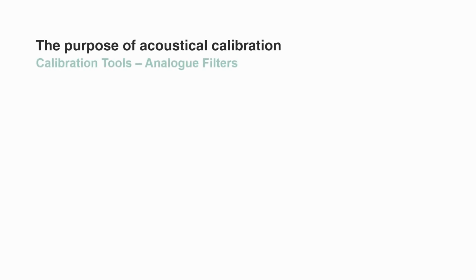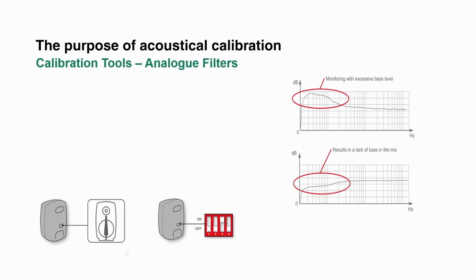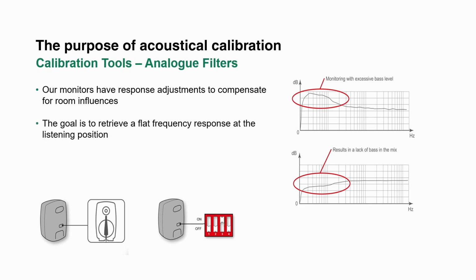If we employ analog filters, we have the ability to adjust the response to compensate for the room's influences on a fairly broad scale. Our goal with this is to retrieve a flat frequency response at the listening position. To get the best out of these analog filters, we would require some external measurement systems, or at the very least some reference material to be able to compare and contrast the effects of those filters.